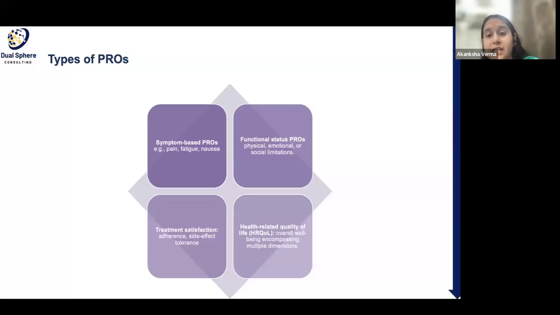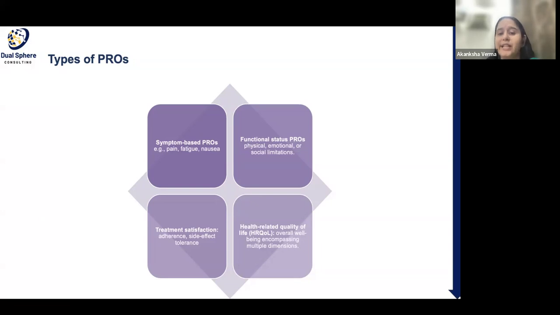Second is functional status PROs. How physically the patient is feeling, how emotionally the patient is feeling, or how socially, what social limitations come along with the treatment or along with the disease. Okay, so the functional status of the patient.